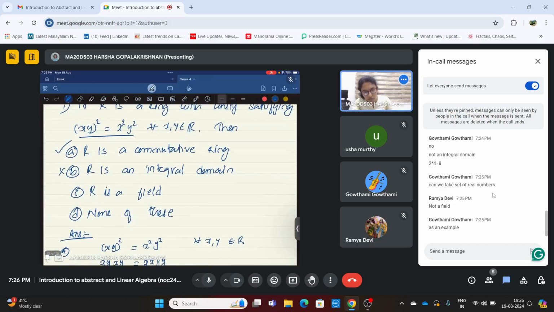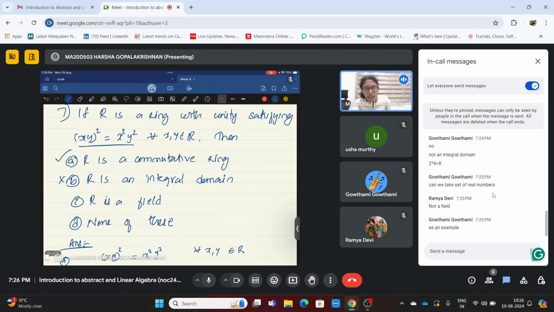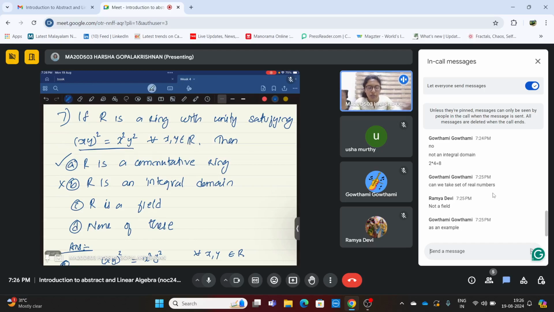Okay, so the set of real numbers, we cannot take it. Okay, what we need is, you don't need to take an example here. What I can say is, here R is not an integral domain, we already got. Now whether R can be a field now? If R is a field, it should be an integral domain plus multiplicative inverse is there. If R is a field, it is not an integral domain. So what we should have, R should not be a field.